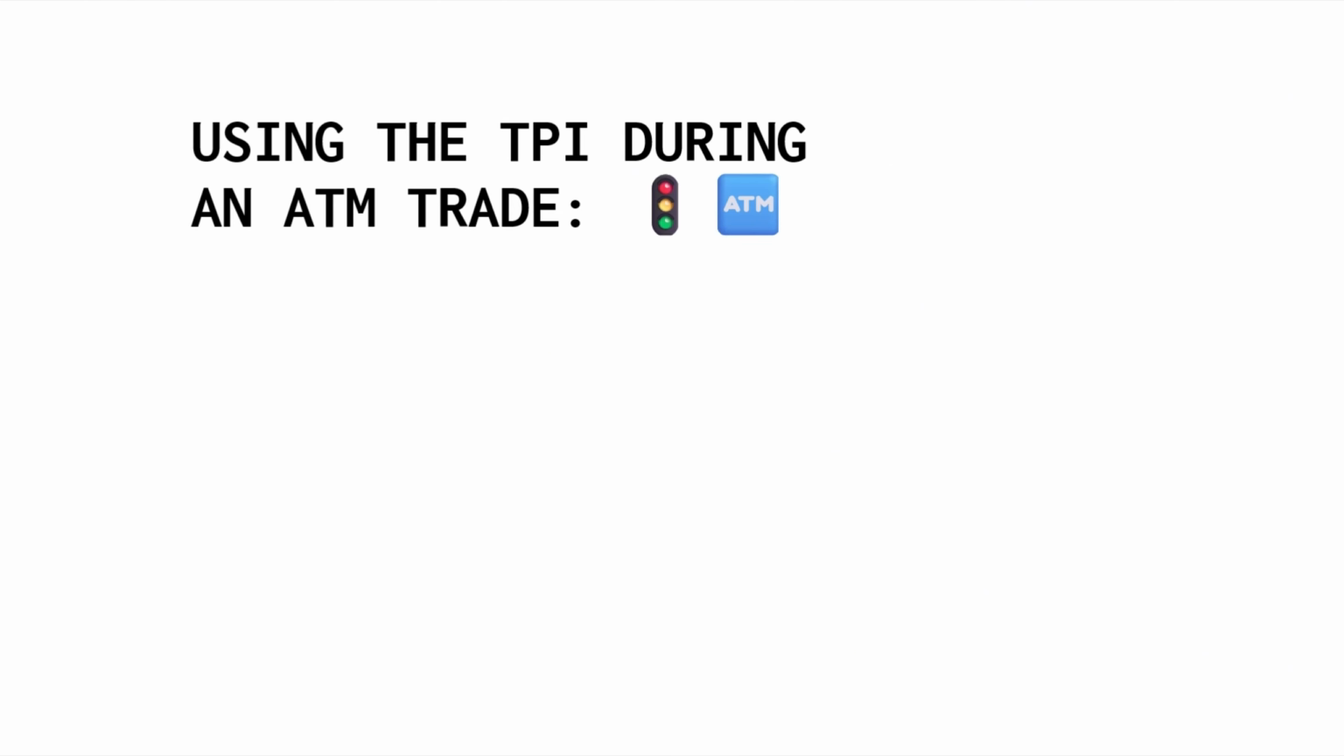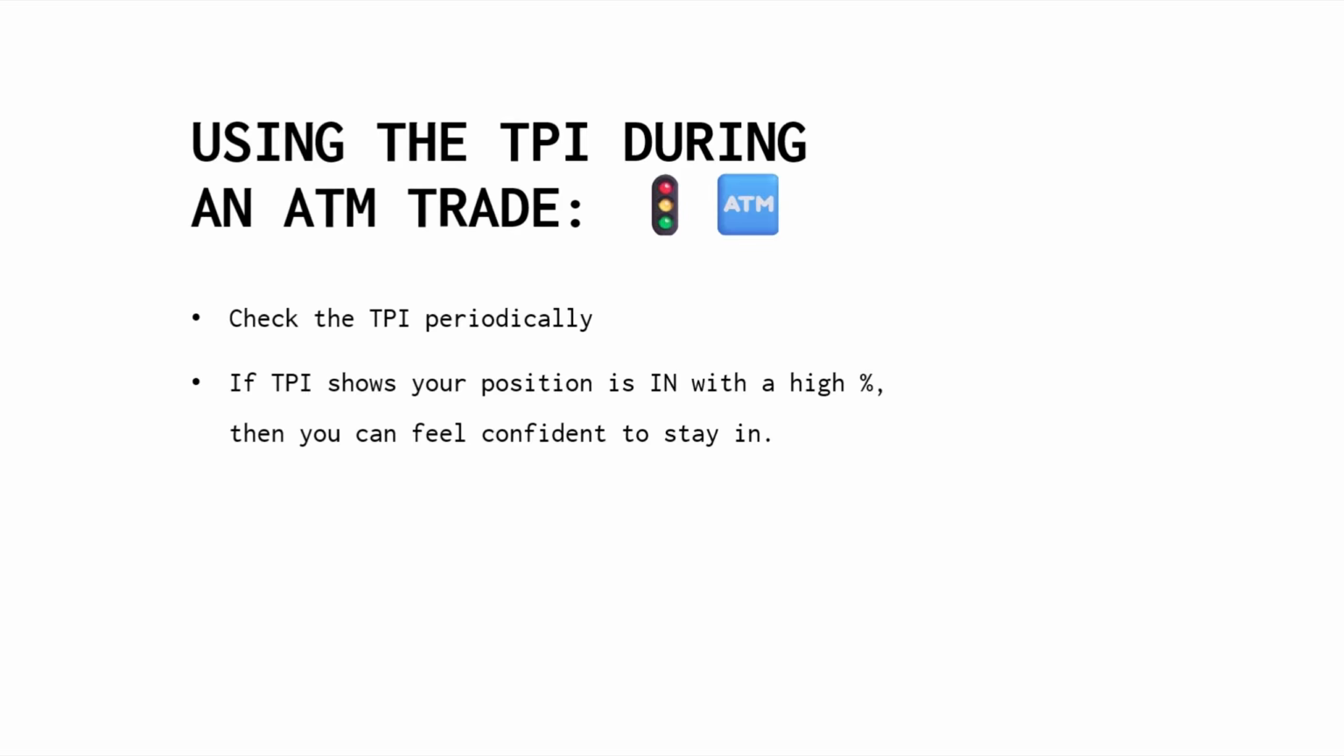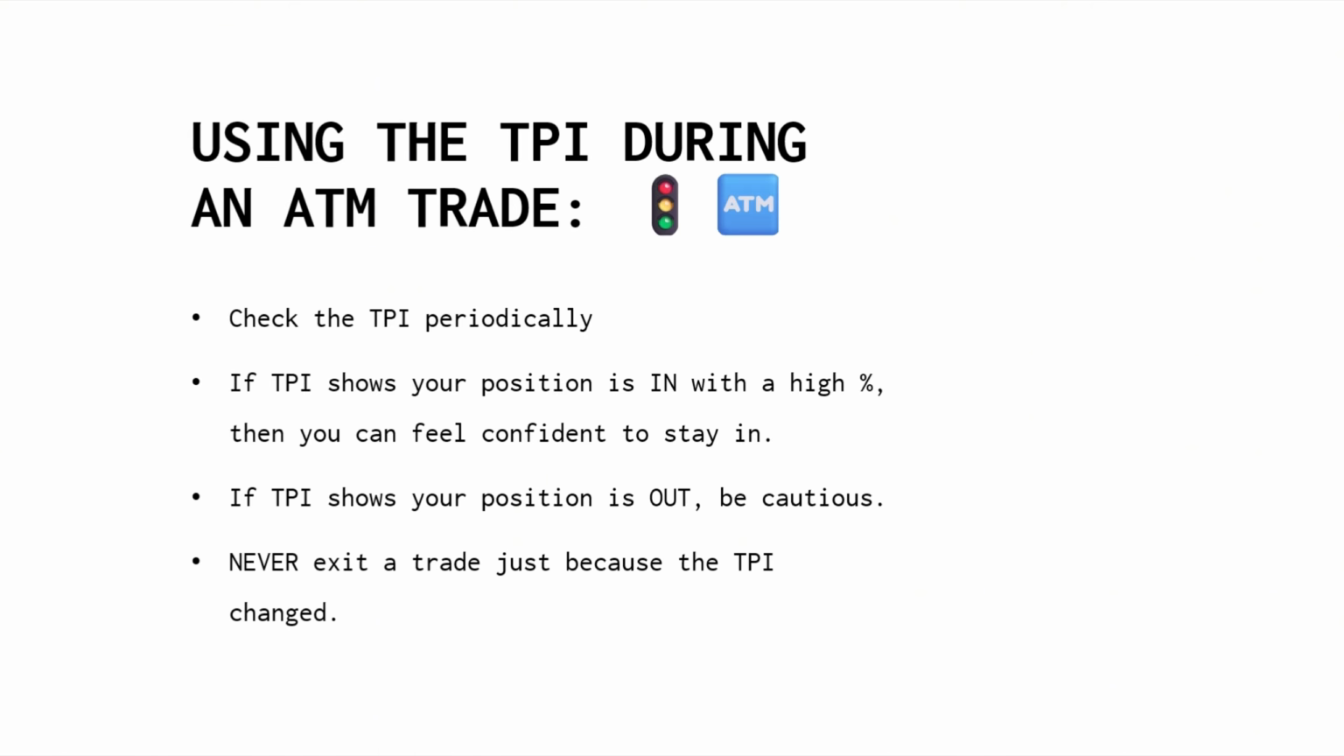Your exit decisions do not depend on the strength of a signal. If you see profit, take profit. If you hit a stop loss, get out of the trade. So using the TPI is for all the money traders. When you're using it during an all the money trade, we recommend that you check the TPI periodically. And if the TPI shows that your position is in with a high percentage, then you can feel confident to stay in the position if you need to. If the TPI is showing you that your position is out, be cautious. You might want to lower your stop loss, but you never exit a trade just because the TPI changed.